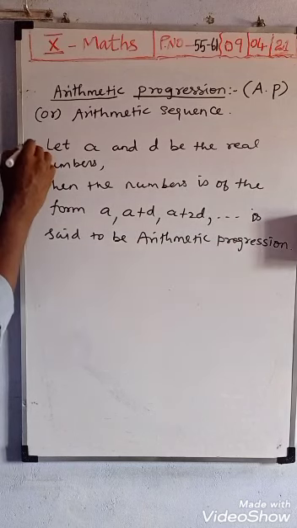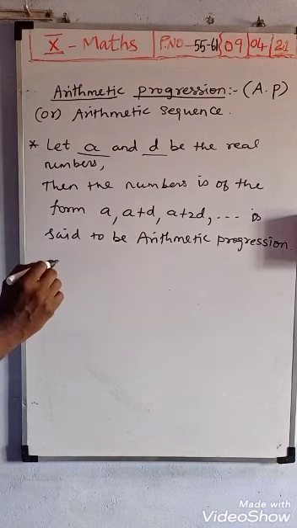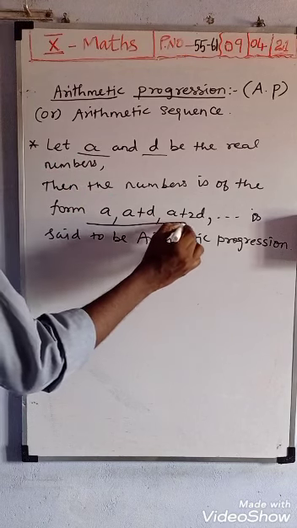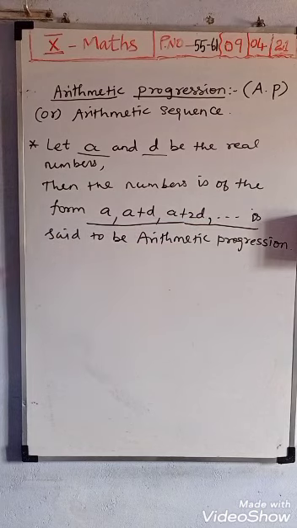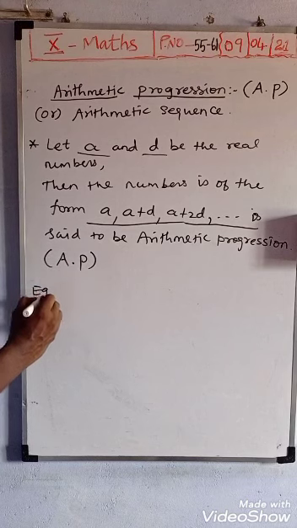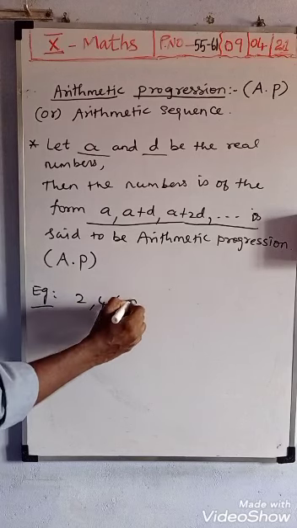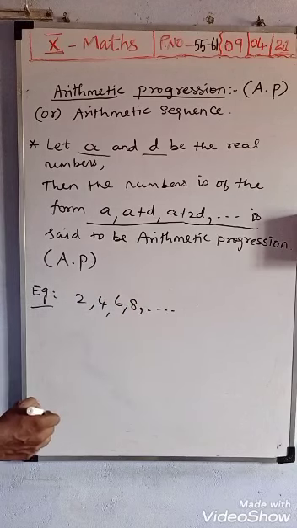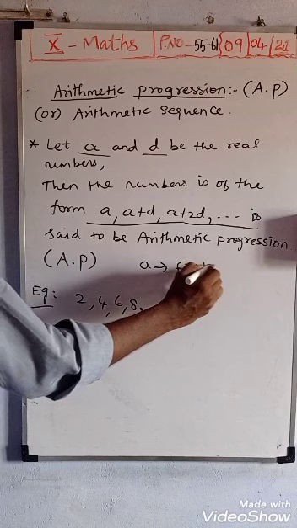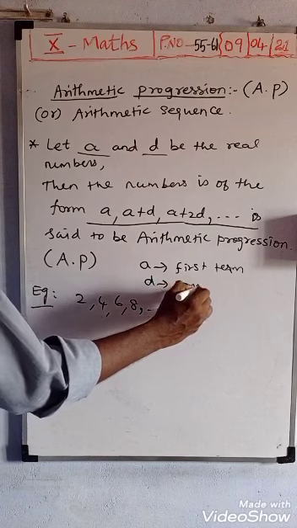So see, with the given example you will understand. You choose two real numbers A and D, and write the numbers in the form A, A plus D, A plus 2D, up to etc. This is said to be an arithmetic progression, in short AP. For example, suppose I choose even numbers 2, 4, 6, 8, up to etc. Now here A is called the first term, and D is called the common difference.